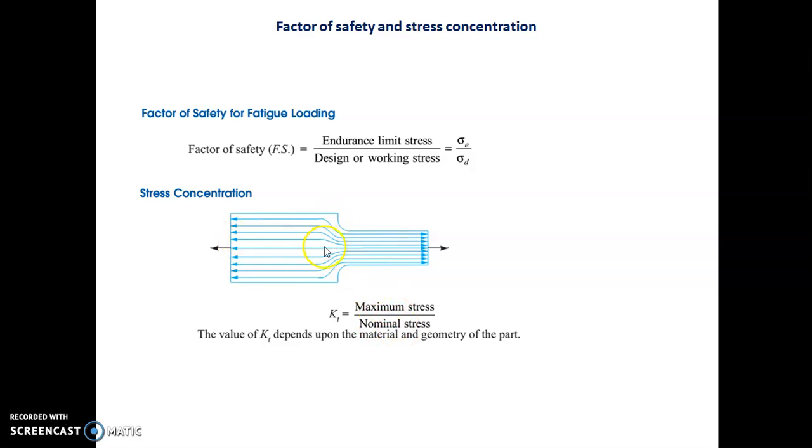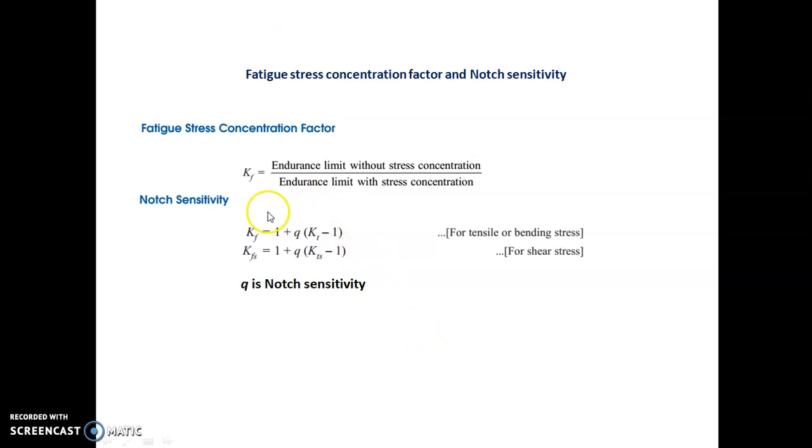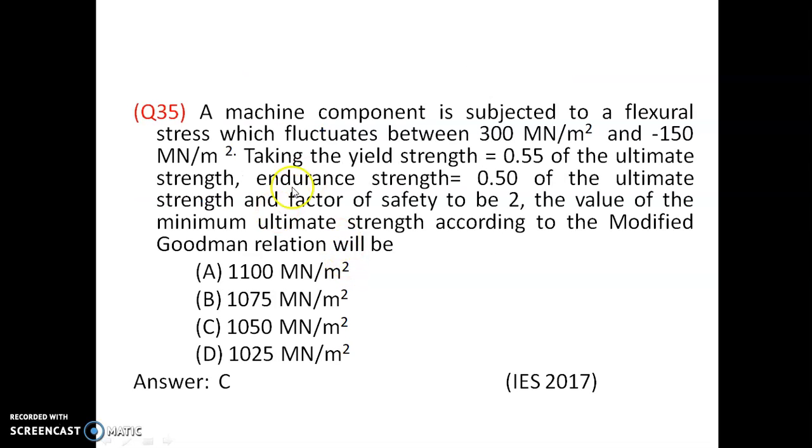Okay, in the stress concentration, the lines are parallel, and whenever there is a change in cross section, the stress concentration changes, so stress concentration will be more at this place. The stress concentration factor Kt is equal to maximum stress by nominal stress. Fatigue stress concentration factor is the endurance limit without stress concentration divided by the endurance limit with stress concentration. Notch sensitivity is also given.